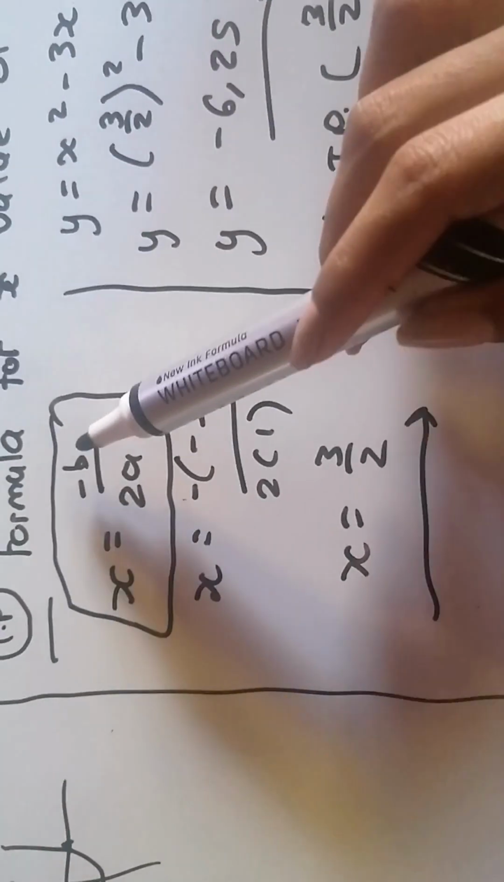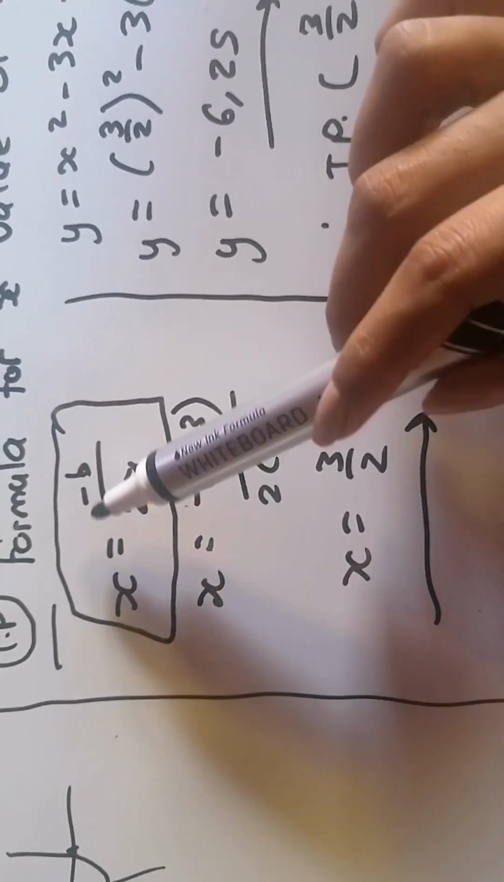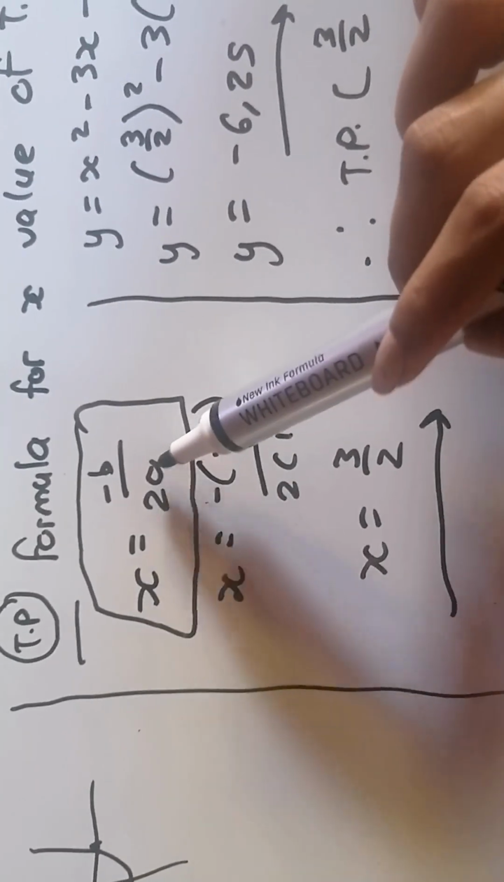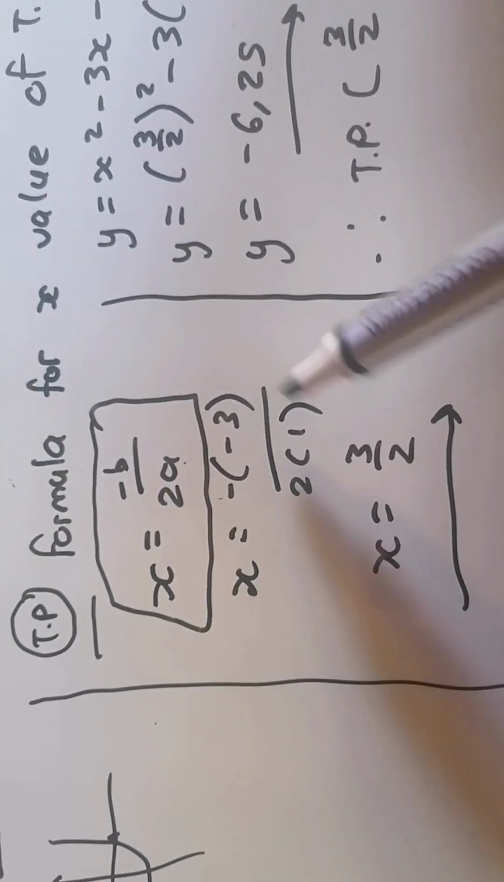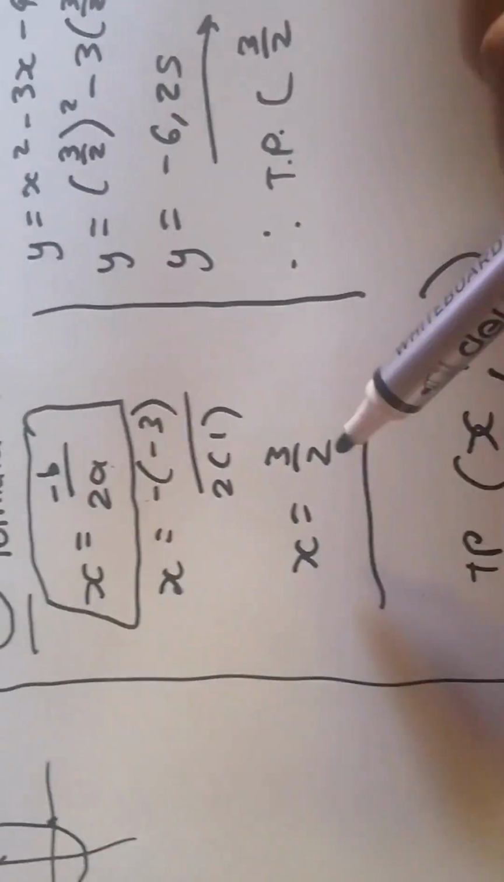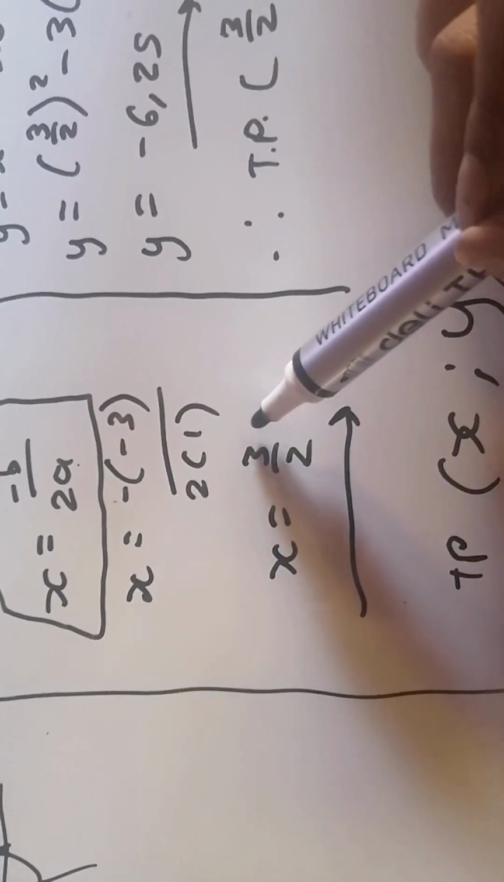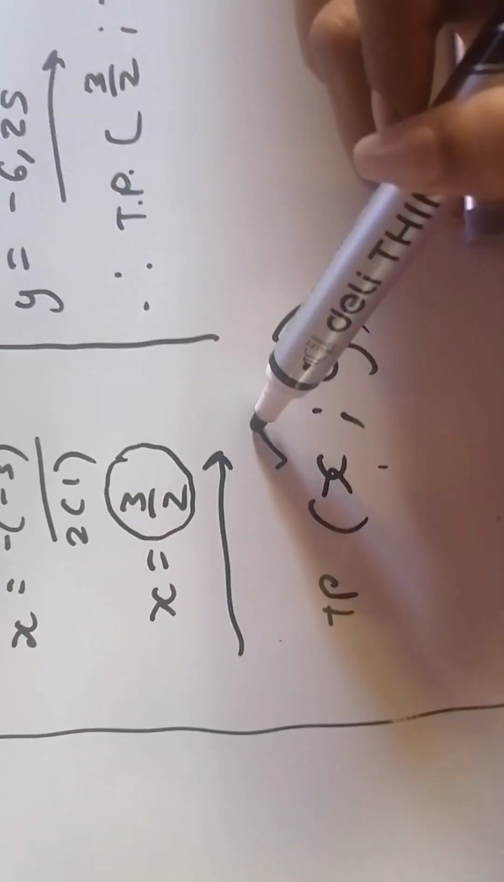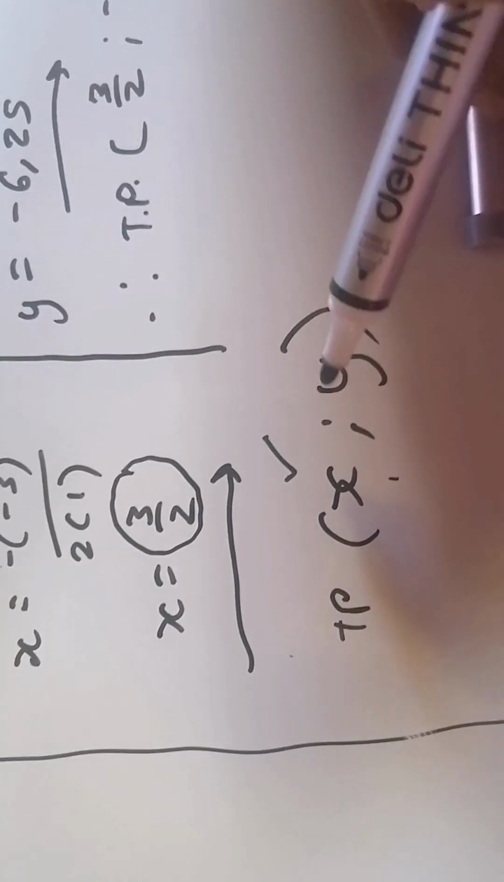So when I'm substituting b, b was minus 3. So I put minus, open brackets, minus 3, all over 2 times a, and a was 1. Put this in the calculator, I got 3 over 2. So again, this is my x value for the turning point. So I got that. Now how am I going to get the y value for my turning point?